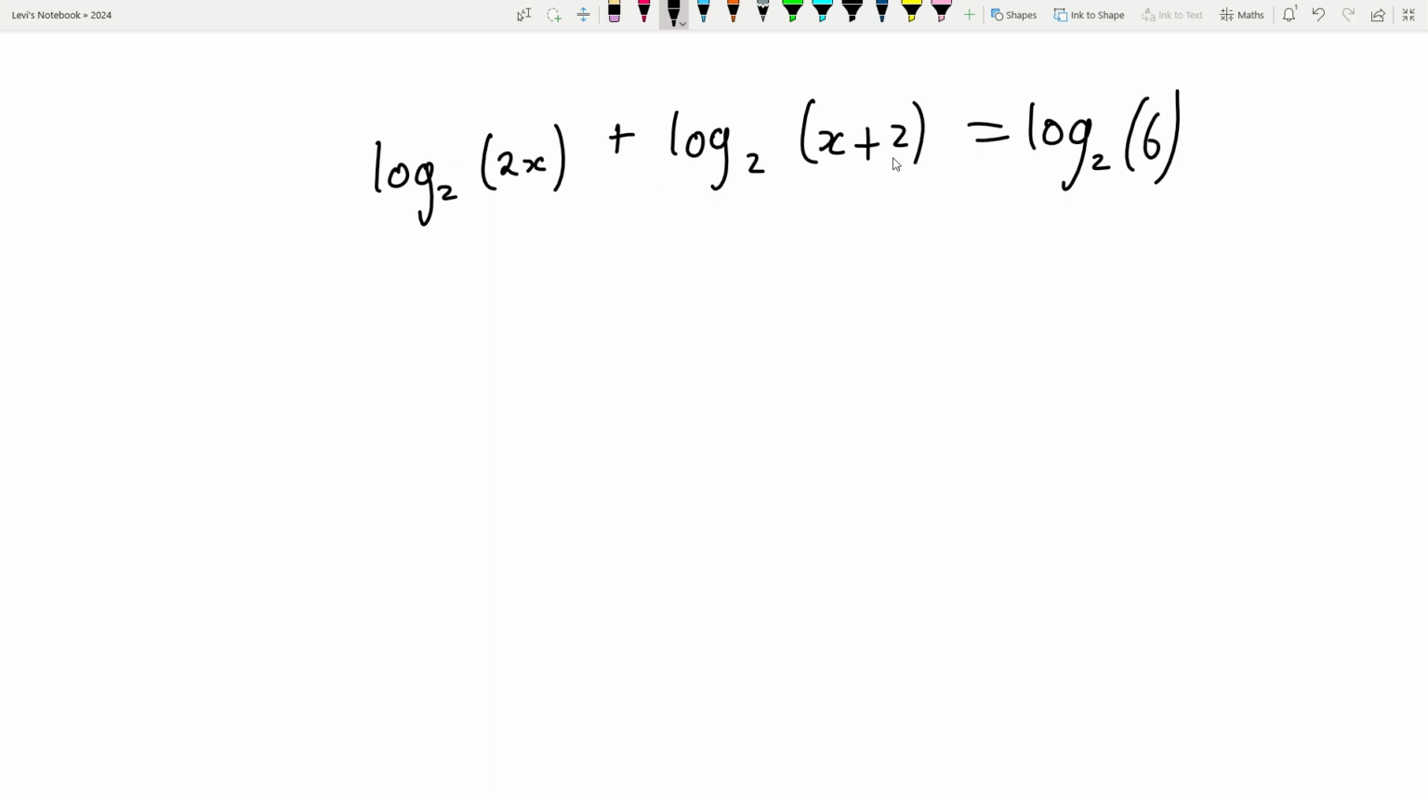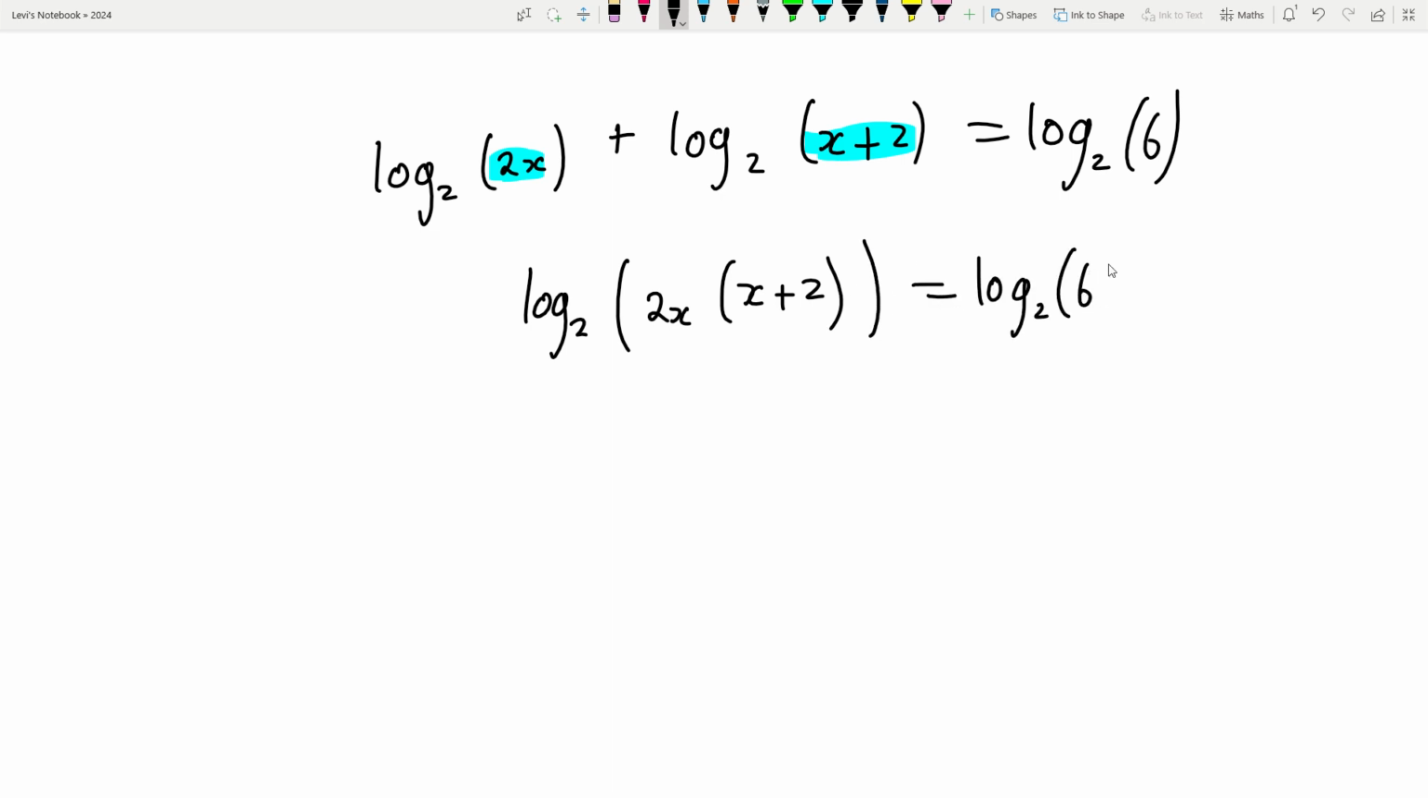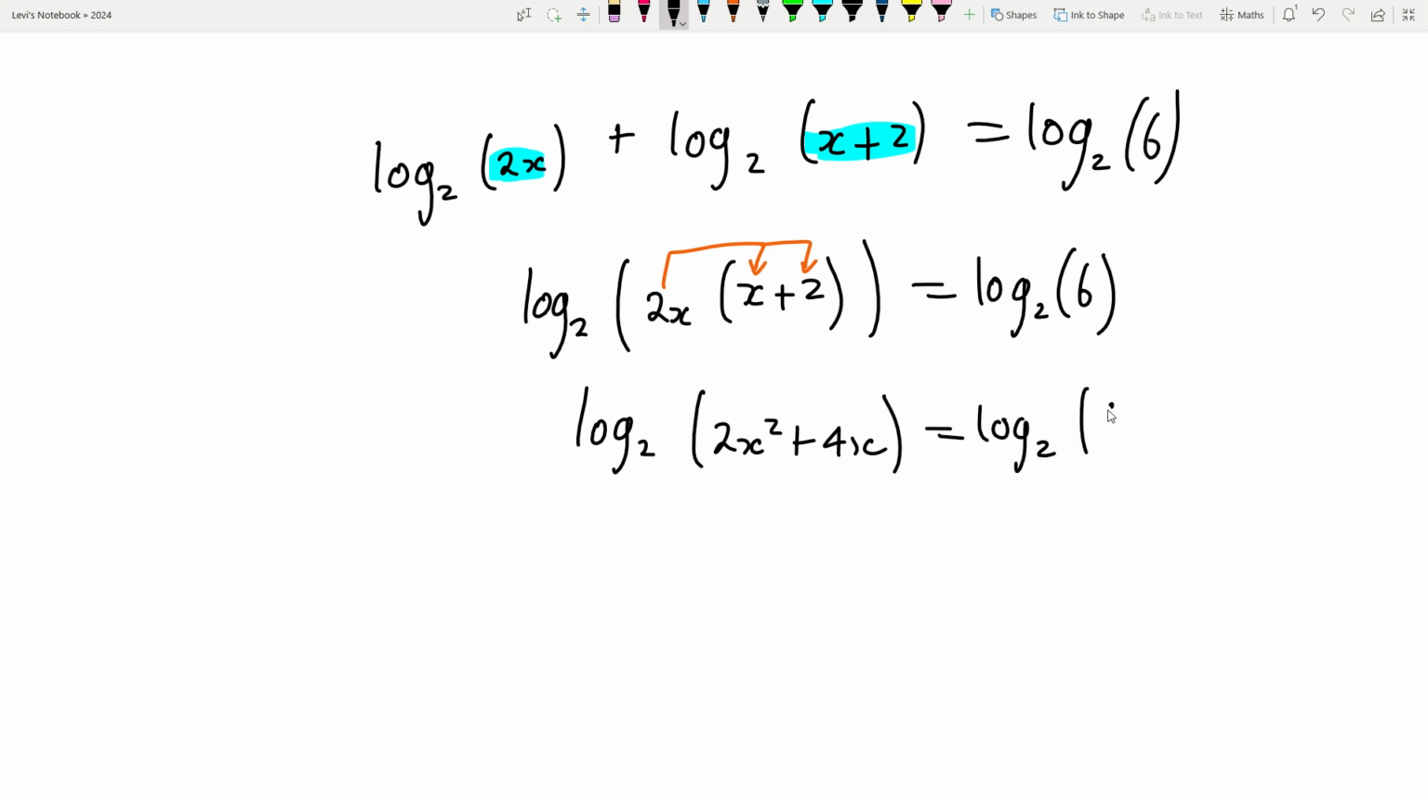So first of all, combine the logs on the left hand side. Since you're adding the two logs, you want to write them as log base 2 but multiply what's on the inside. So this would be log 2 of 2x multiplied by x plus 2 equaling log 2 of 6. What we want to do is distribute this straight away, so we can write that as log 2 of 2x squared plus 4x equals log 2 of 6.